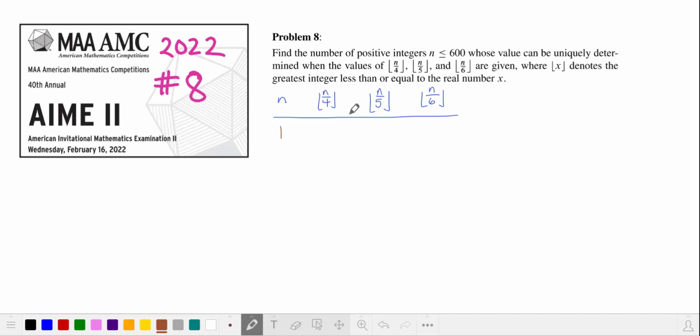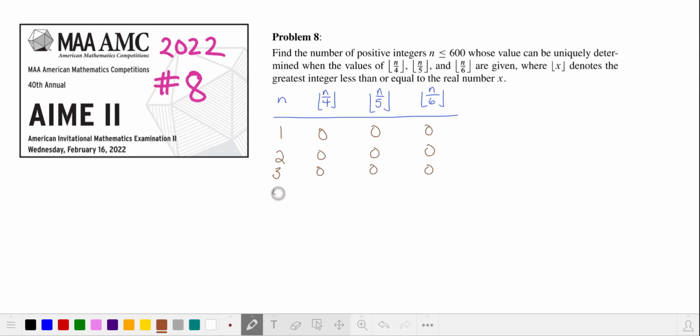Let's check the values of these floor functions for small values of n and see when n is uniquely determined. When n is equal to 1, we have the floor of 1/4 is 0, the floor of 1/5 is 0, and the floor of 1/6 is 0. When n is equal to 2, these fractions are all still less than 1, so the floor is going to be 0 again. When n is equal to 3, the floors of these three are going to be 0.